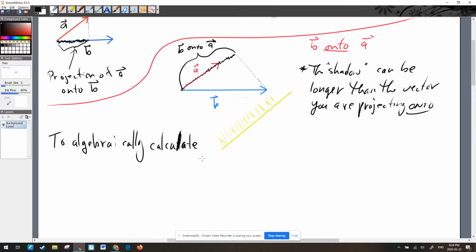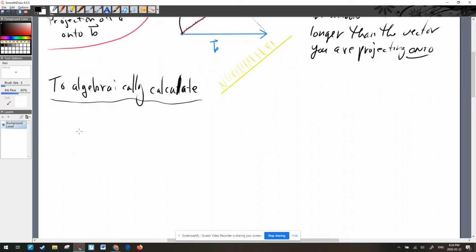Calculate. Did I spell it right? Pretty close anyway. All right, so to calculate. So I'm going to draw this again one more time. You don't have to draw it if you don't want to, but I'm going to. So I'm going to do A onto B. I'm not going to read with the colors this time. So we've got, here's vector A, and here's vector B, and we're going to again do A onto B. So there it is. There's my shadow.